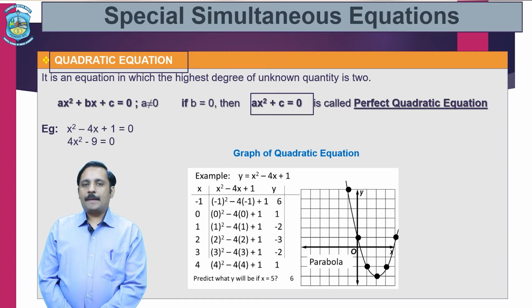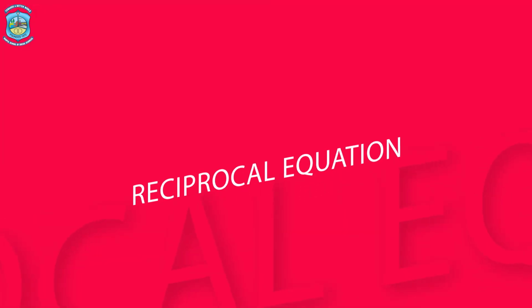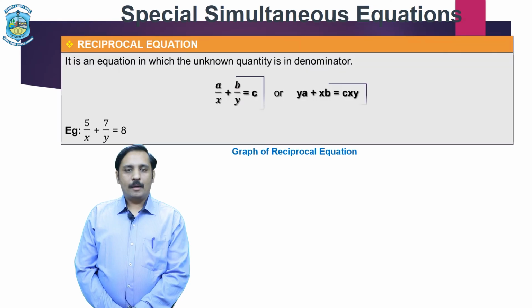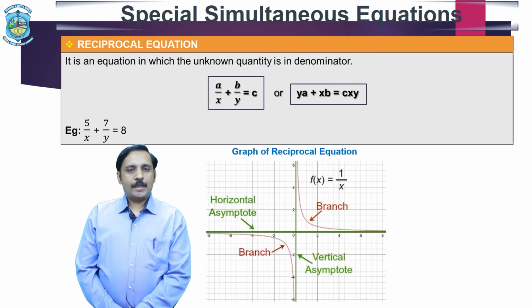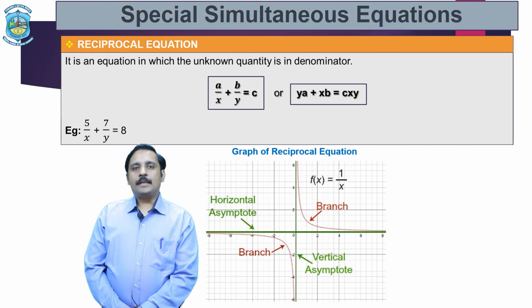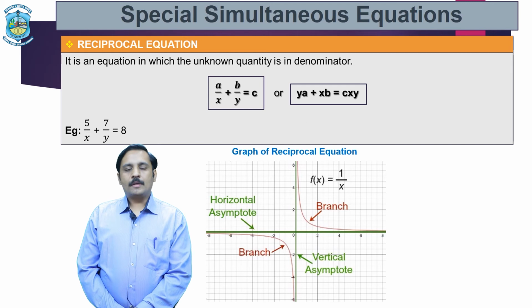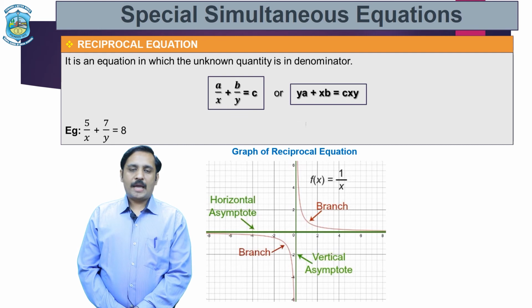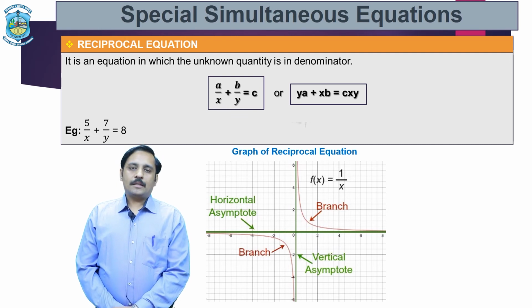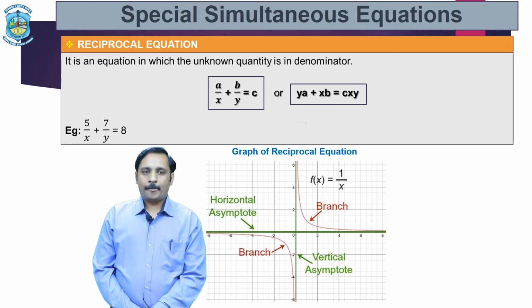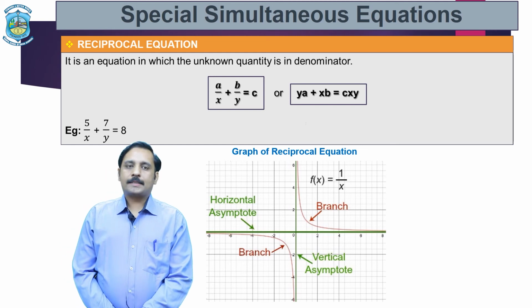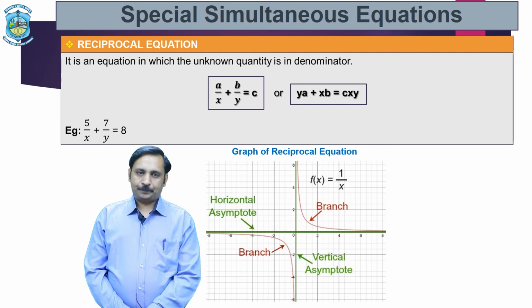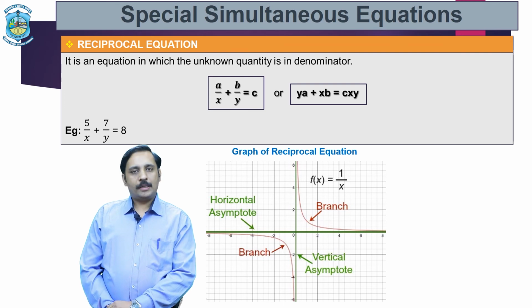The next type of special simultaneous equation is the reciprocal equation. These are those equations in which the unknown quantity is not in the numerator but in the denominator. So any equation in which the unknown quantity is in the denominator is considered a reciprocal equation. The general structure is a upon x plus b upon y is equal to c, and if we take an LCM and solve, we get ay plus xb is equal to c times x into y. For example, we have 5 upon x plus 7 upon y is equal to 8. So this is called a reciprocal equation.